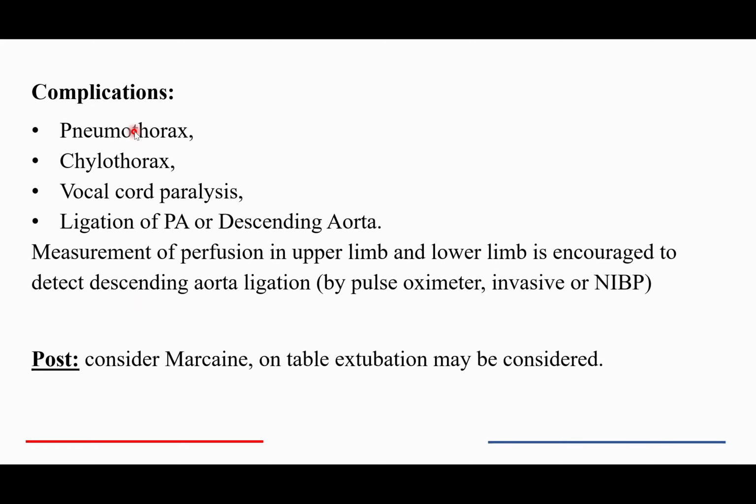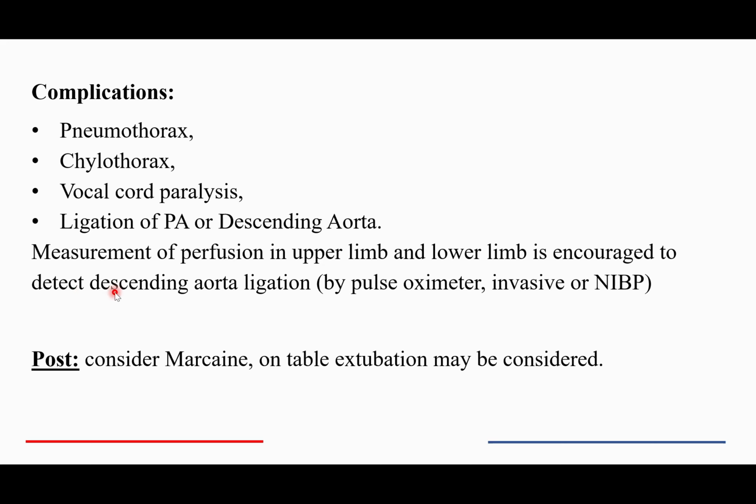Complications: pneumothorax, chylothorax, vocal cord paralysis due to injury of the recurrent laryngeal nerve passing through the thorax. Ligation of the pulmonary artery or descending aorta. Sometimes the surgeon may get confused between a large PDA and the pulmonary artery or the descending aorta. Especially during thoracotomy, sometimes the field is narrow and the lung is obscuring part of the field. It is not easy to expose the vessels, so sometimes he may get confused.